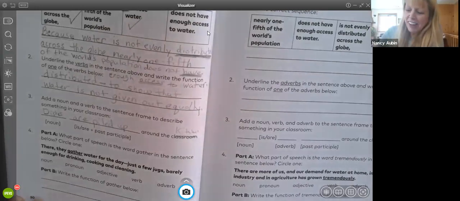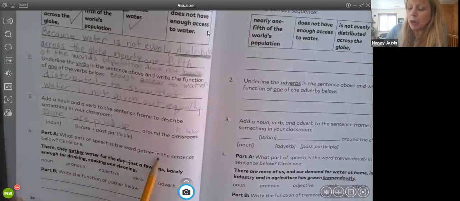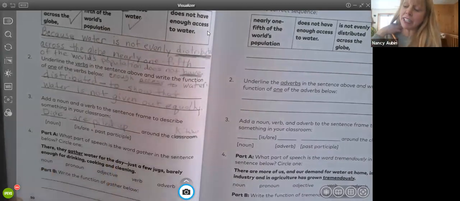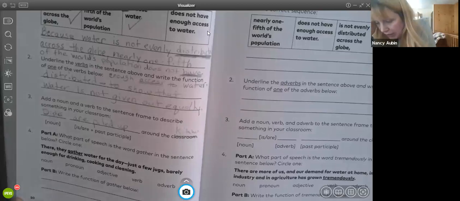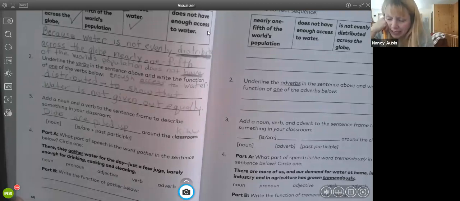Excellent. All right, let's look at part A. What part of speech is the word gather in the sentence below? You have to circle one. I'm going to read it to you. You tell me which one you think it is. There they gather water for the day. Just a few jugs, barely enough for drinking, cooking, and cleaning. So think about that word gather. Is it a noun, a person, place, or thing? A pronoun, which is a word that replaces the noun. An adjective, a describing word. A verb shows action, or an adverb, a word that describes a verb.